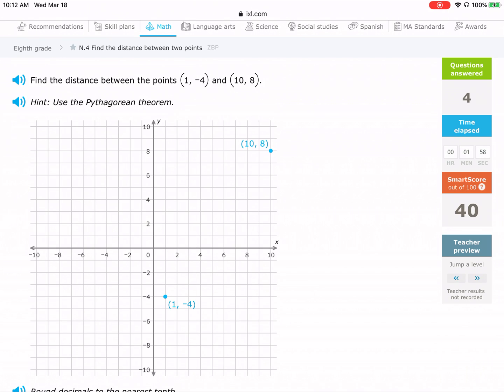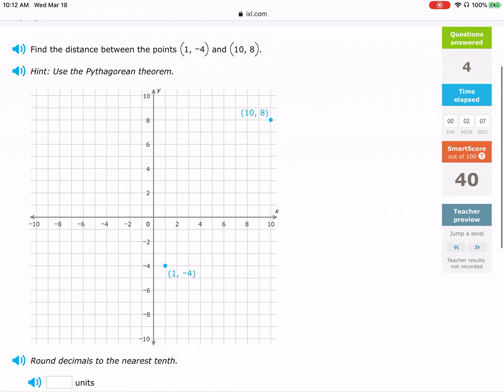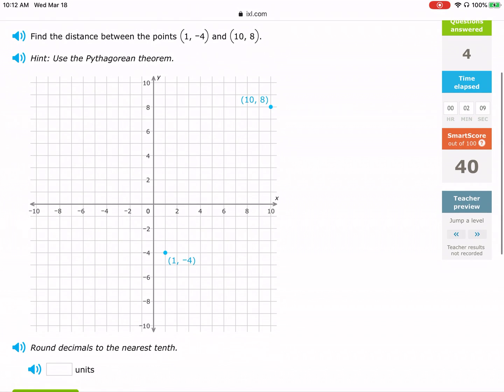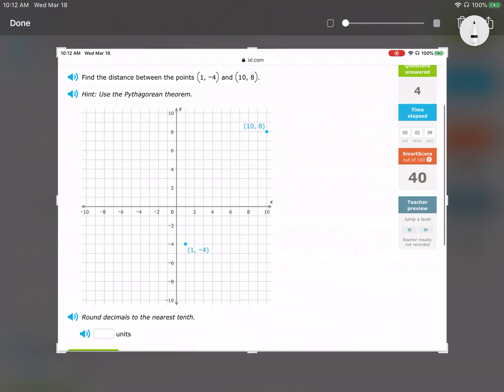This is where it gets a little more difficult. Right around 40 is where it's going to start being more difficult. And this is where we're going to need the Pythagorean theorem. So we did do this in class a little bit, right? I look at these two for a second, and here's what's going to happen.